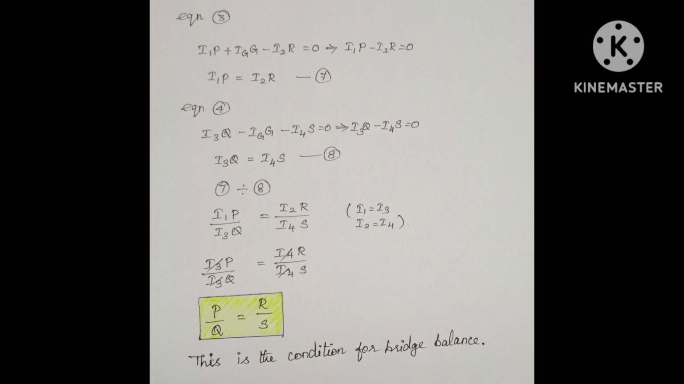From the fifth and sixth equations, we can put I3 in place of I1, and I4 in place of I2. Then we get I3P by I3Q equal to I4R by I4S. I3 cancels and I4 cancels. So P by Q equal to R by S. This is the condition for the bridge balance.